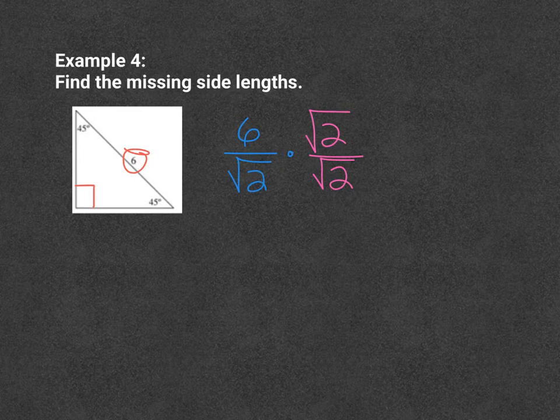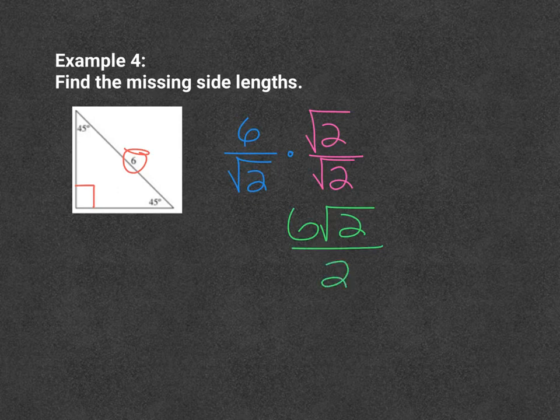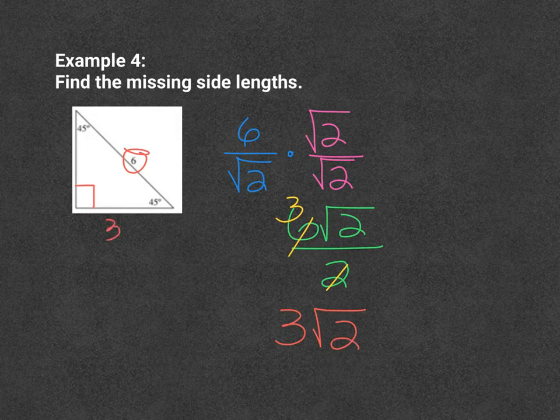So 6 times root 2 will give me 6 root 2. And root 2 times root 2 will just give me 2, because 2 times 2 will give me 4. When I take the square root of 4, that gives me 2. Now I can simplify. 6 divided by 2 will give me 3. So my answer will be 3 root 2. That means both of my legs are 3 root 2.